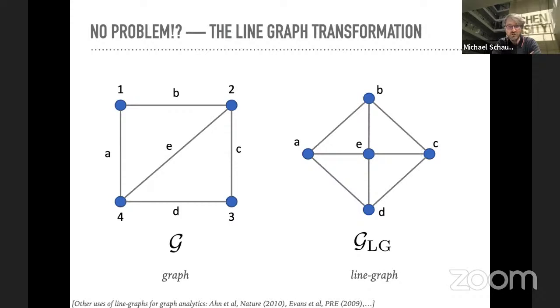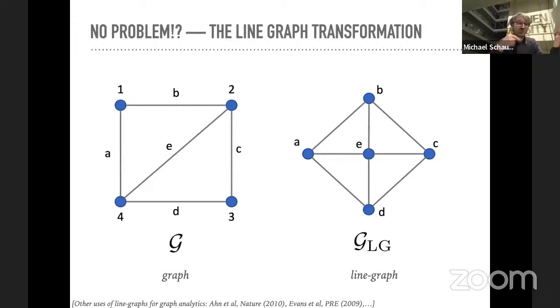So what's the line graph? We start with a graph G, and we construct a new line graph, G_LG, where each of the edges in the original graph becomes a node in the line graph. These nodes in the line graph are connected if the edges in the original graph share an endpoint, share a node, right? So let's say edge A is connected to edge E because it shares node 4 as an endpoint, right? And so by doing this, we now have a new graph where every edge is a node.